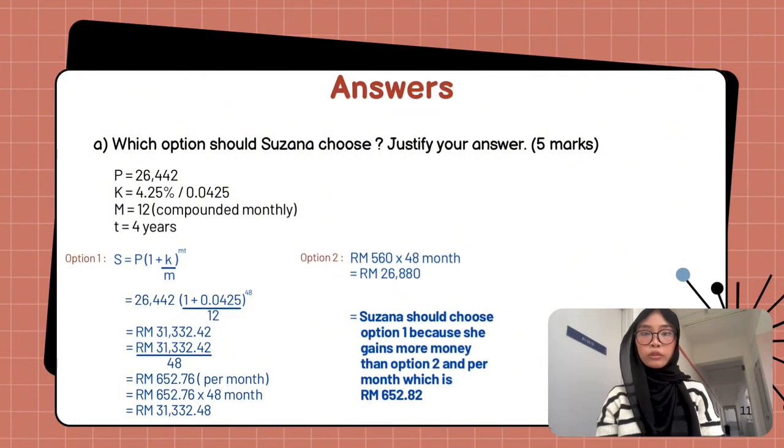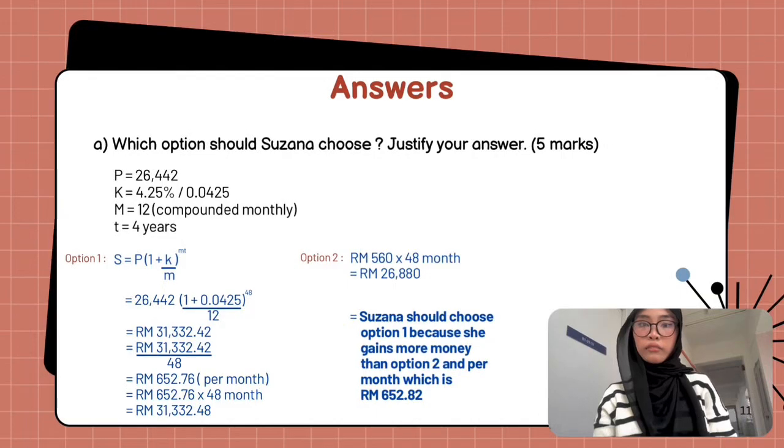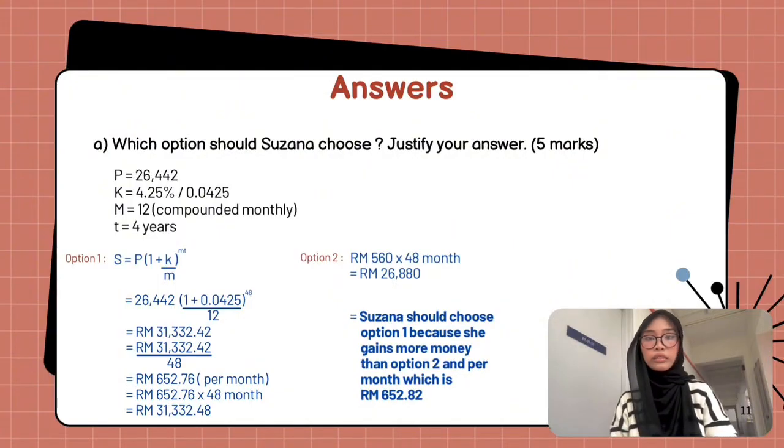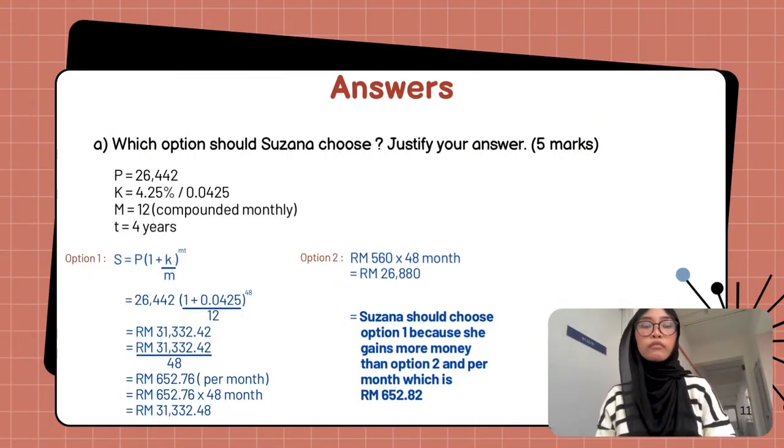Which option should Susanna choose? Let's justify our answer. As we know, P is 26,442, K is 4.25%, M is 12, which is compounded monthly. So we get 12. T is 4 years. So we must find which option Susanna should choose. Option 1 is S equals P times the bracket 1 plus K over M, close bracket, to the power of MT. That is the formula. You must find the S.